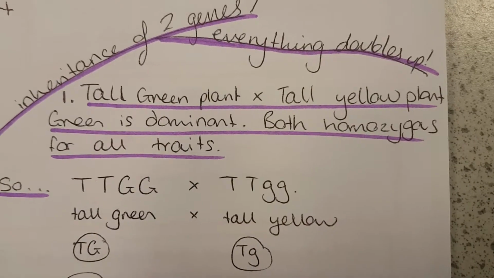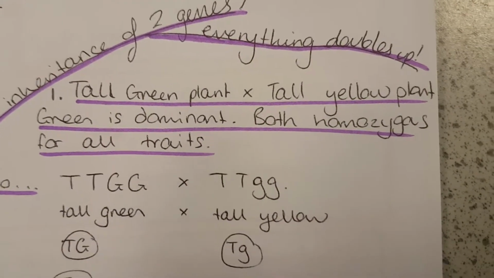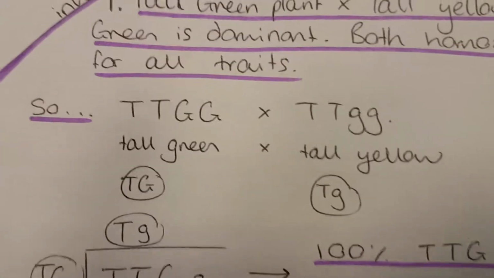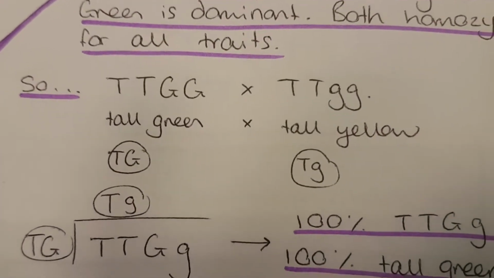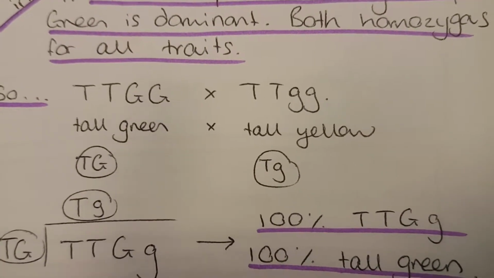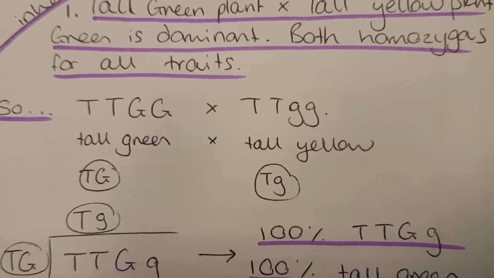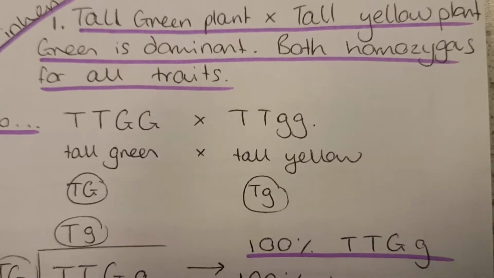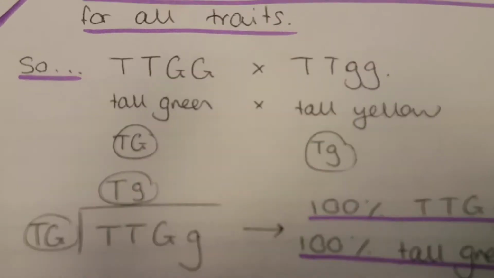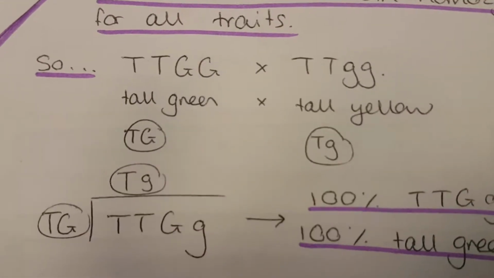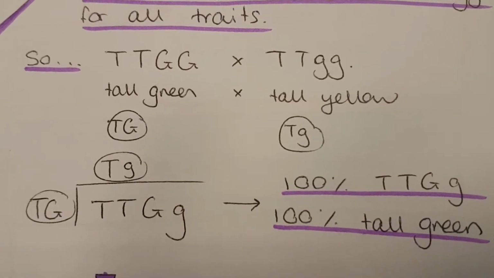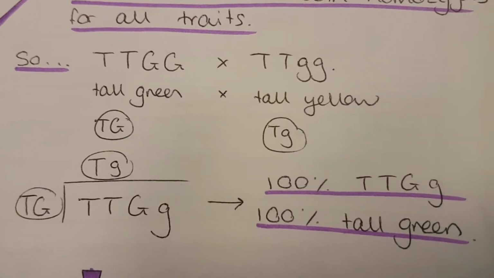Green is dominant and tall is dominant like before, and they're both homozygous for all traits. So look at tall green, big T, big G. You can just see it's just doubled up. Times tall yellow, big T, and little g, because yellow is recessive, yeah? Here the gametes then can be made. So the only gametes that can be made for tall green are big T, big G, and the only gametes that can be made for tall yellow are big T, little g. Again, we're doubled up, so there's 2 in the gametes now.